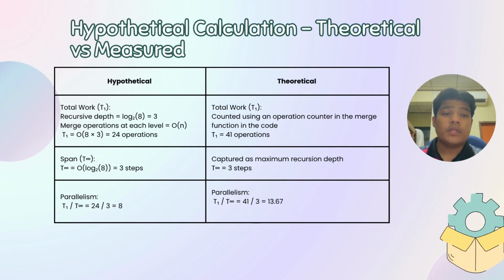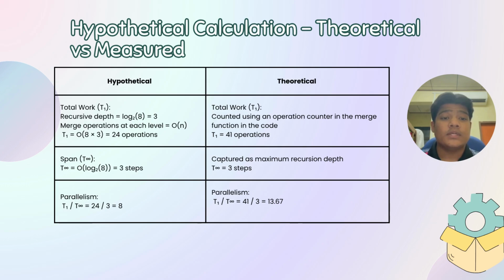So here we compare the theoretical and measured values for parallel merge sort using an array of 8 elements. Theoretically, we expect the recursion depth, or span, to be log base 2 of 8, which gives us 3 steps. At each level, merging takes linear time, so the total work is around 24 operations. This gives a parallelism value of 8, meaning the algorithm can be up to 8 times faster with enough processors.